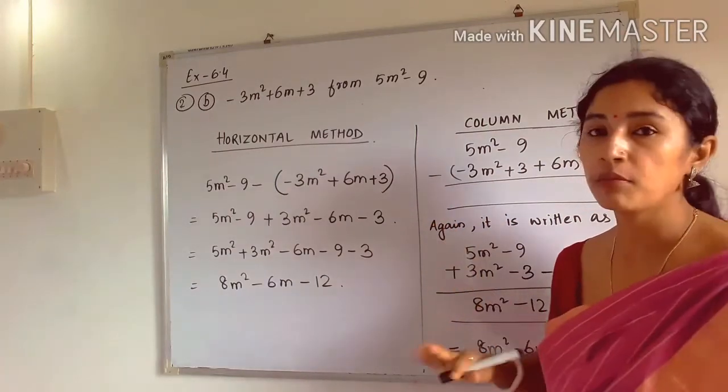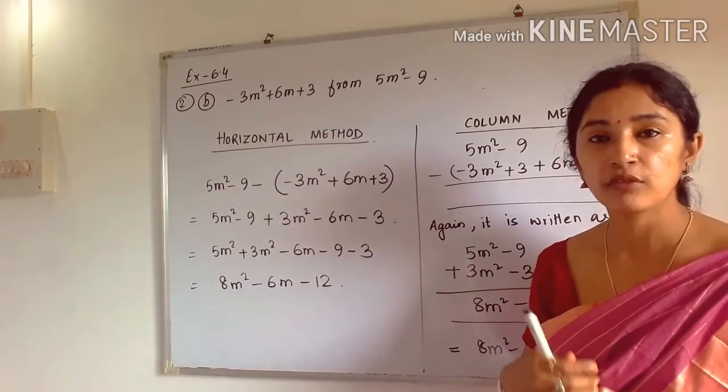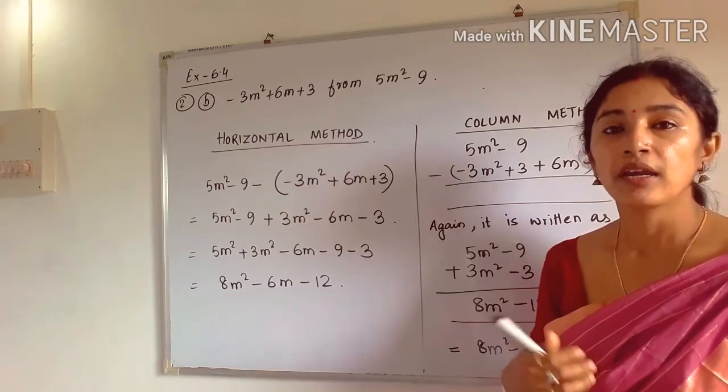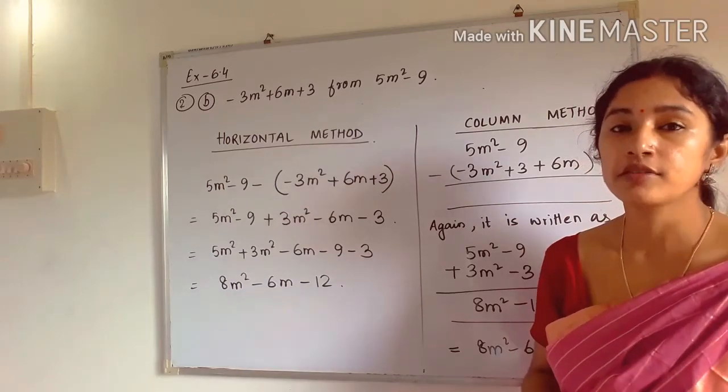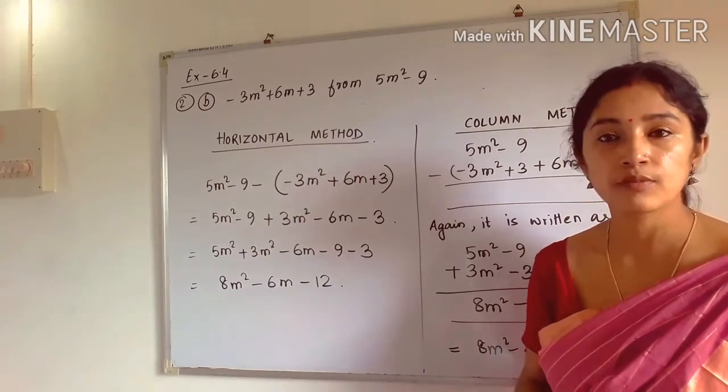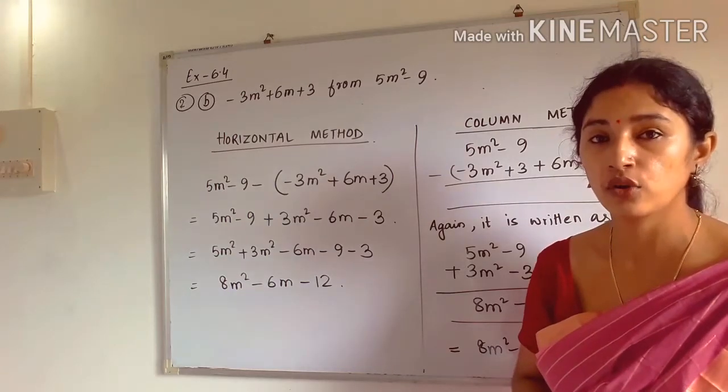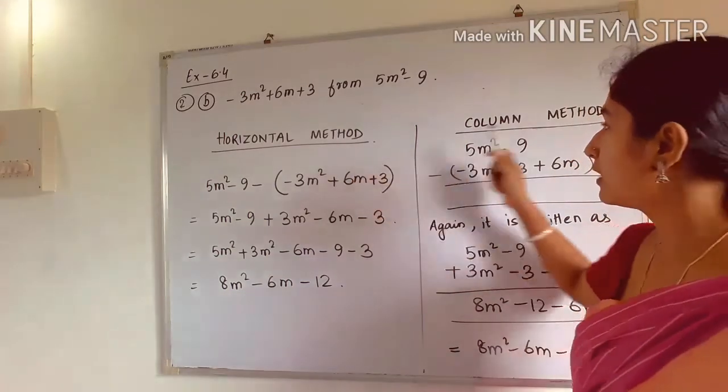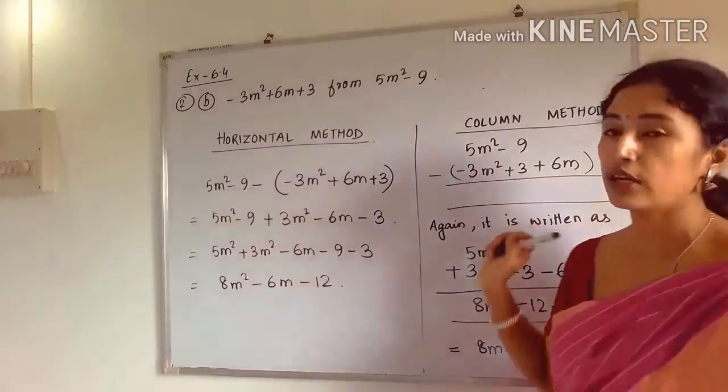There are two methods. So here it is not mentioned which method you have to use, so you can do it by any of them. But if it is mentioned that you have to do it by this method only, then you have to do it in that way only. So one is the horizontal method and the other is the column method, or you can say vertical method.